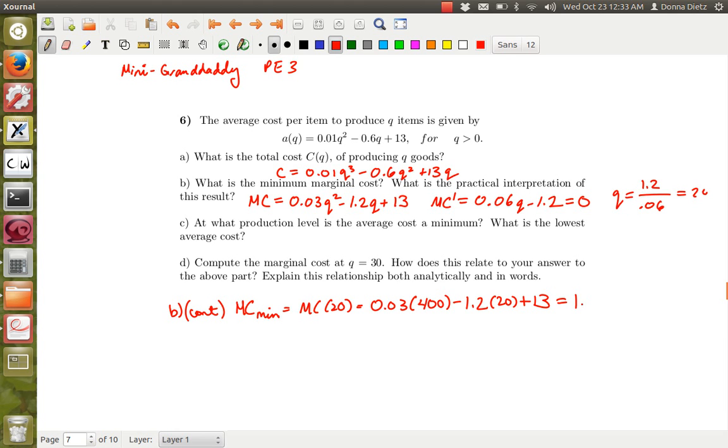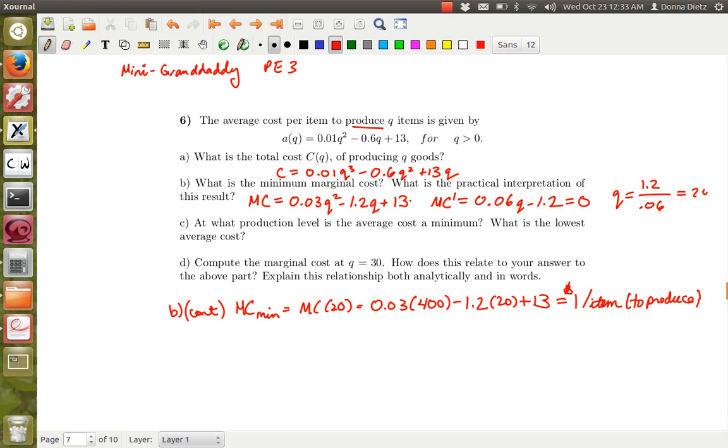Okay, so what does it mean? Have we gotten to the question, what is the minimum marginal cost? Yes. And what are the units? It's $1 per item to produce. And why do we care if it's production or purchasing? Because it says what's the practical interpretation. That's why we care. Otherwise, we can't answer that question.